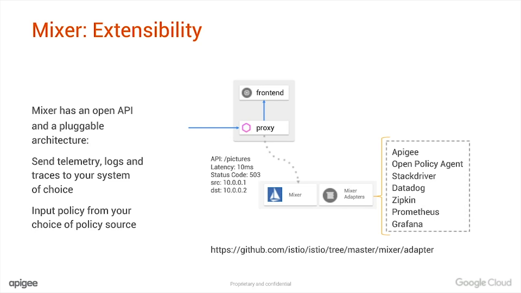Mixer is that extensibility point that allows you to make policy decisions in Istio. Mixer integrates with Apigee, Mixer integrates with Stackdriver, Mixer integrates with Prometheus and Grafana and all these other systems. So Mixer has two main roles. The first is that it collects telemetry information from the Istio architecture.